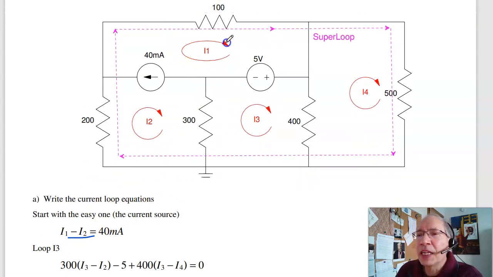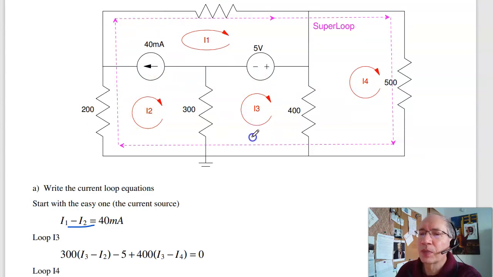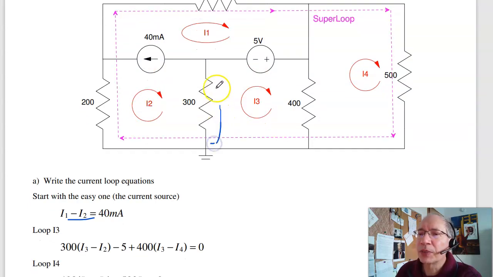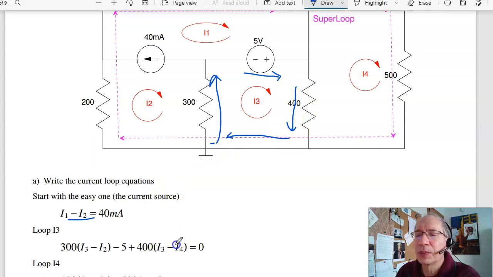I can't do the loop equation around I1 because I don't know what this voltage is. I can't do I2 because, again, I don't know this voltage. I can do I3. Around loop I3, if I start right here, I get 300 times I3 minus I2, that's the current going up, minus 5, plus 400 times I3 minus I4, back where I started, equals 0.